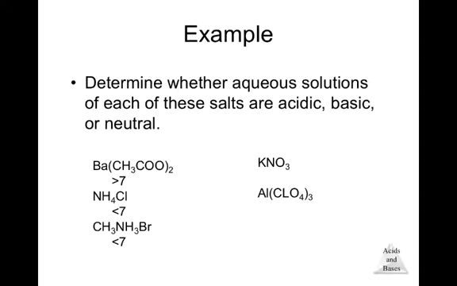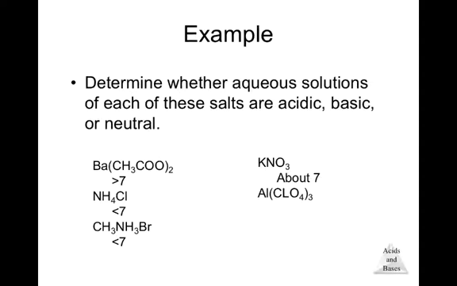KNO3. What's going on with this? Well, when this dissociates, you're going to get a K plus ion and an NO3 minus ion. The NO3 minus ion is going to be the conjugate base of a strong acid, so that's not really going to do anything. And the K ion would be like the conjugate acid of a strong base. So those are basically not going to do anything. So you're going to be at roughly a neutral pH.